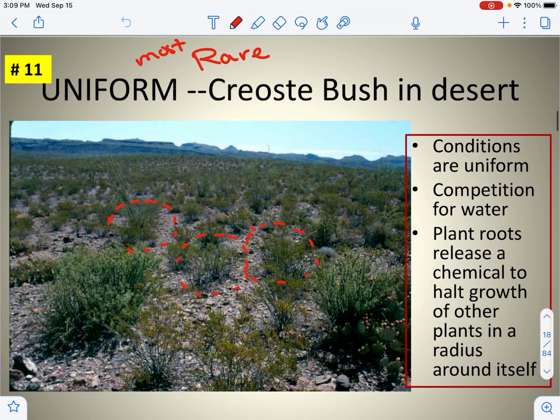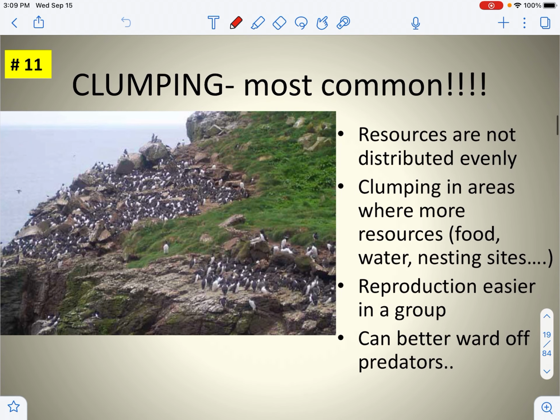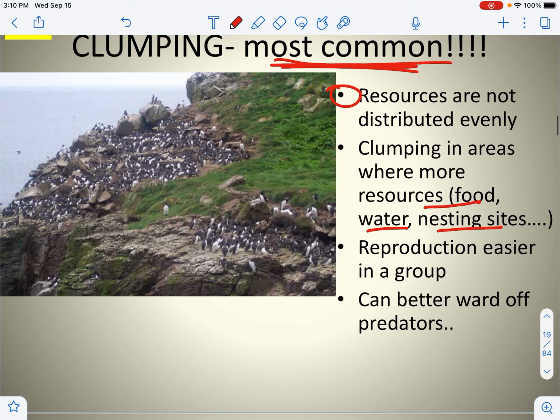All right. The most common spacing that we see is clumping, for a lot of reasons. Usually resources are not evenly distributed. There's water or light or food or shade or nesting sites or something in one particular area. So they tend to clump where there's things that they need.